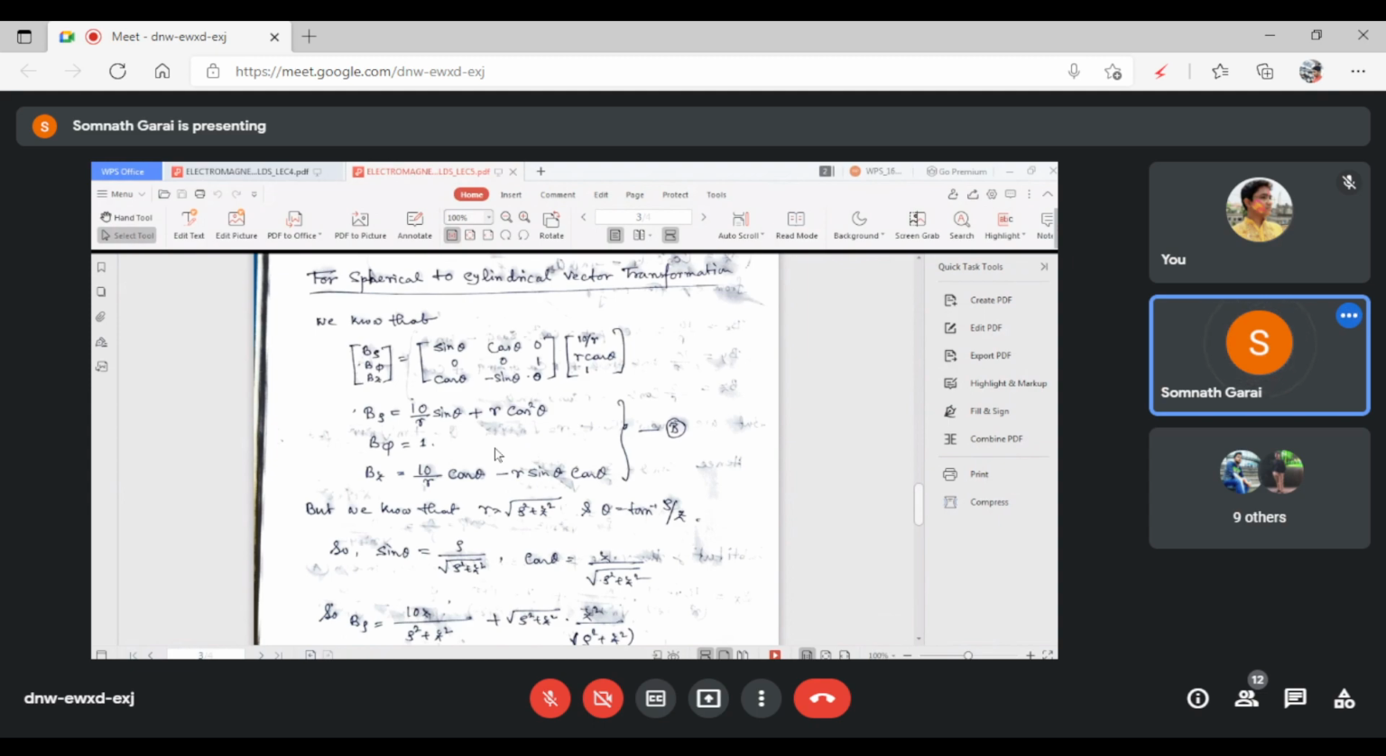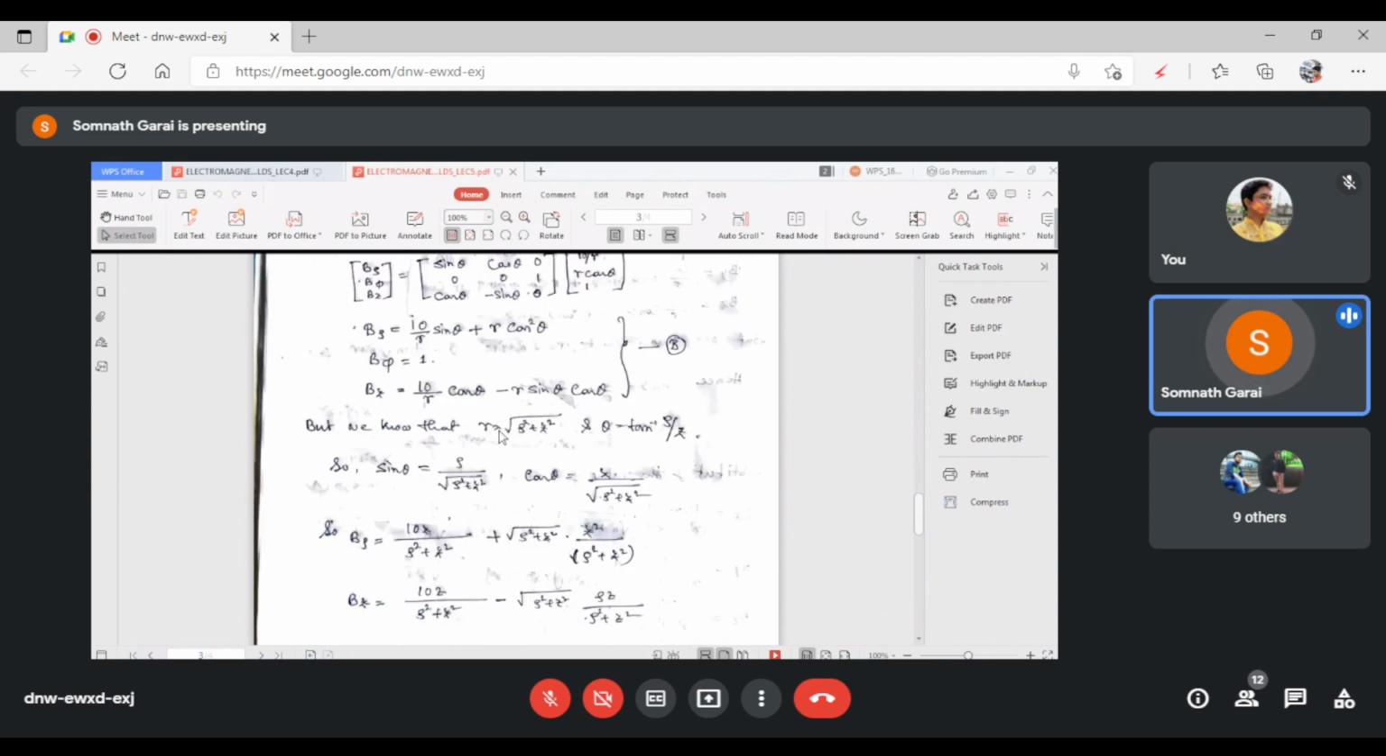rho phi z. Now we know that r is equal to root under rho square plus z square, and theta is equal to rho by z. So sine theta is equal to rho by root over rho square plus z square, because rho square is equal to x square plus y square. Cos theta is equal to z by root under rho square plus z square.